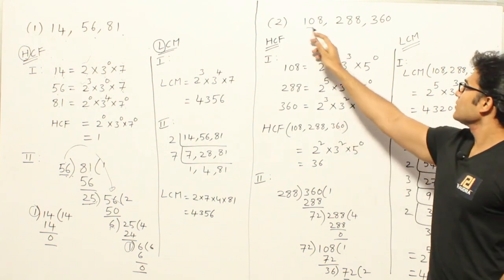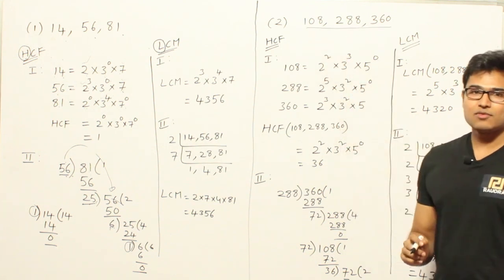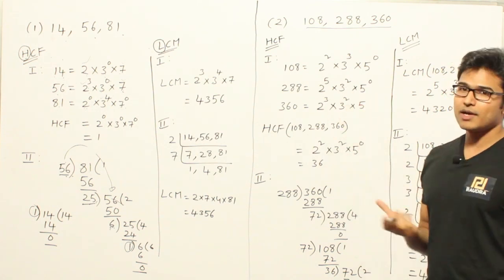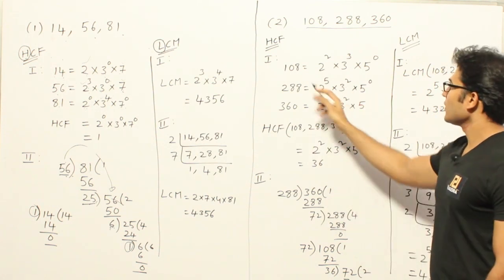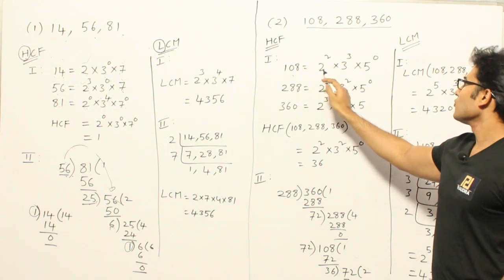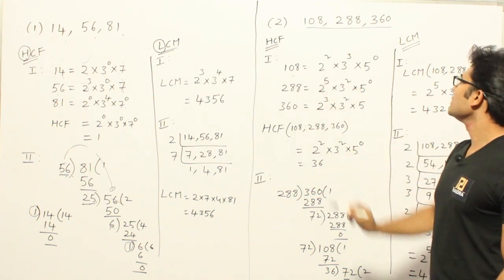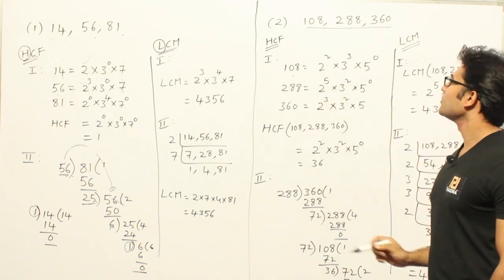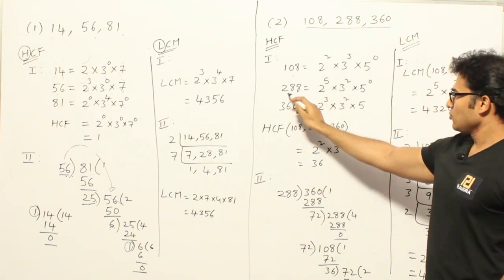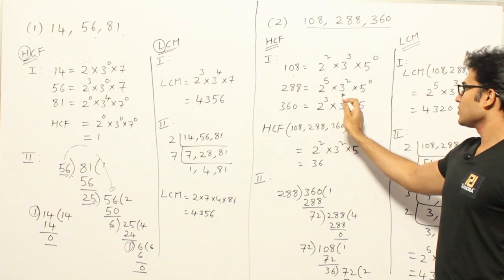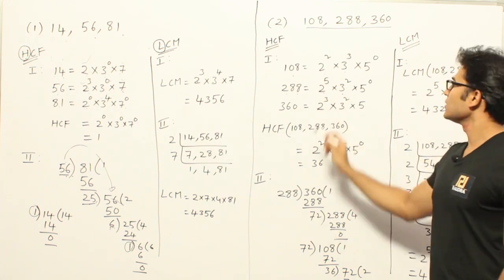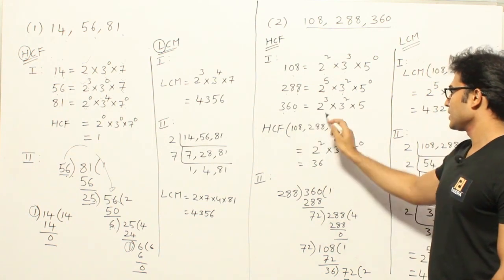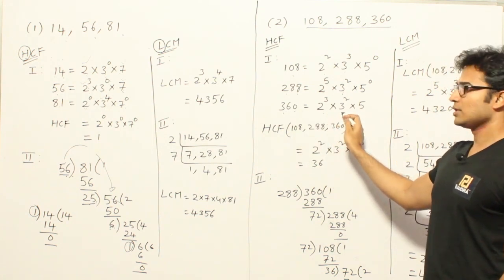So we have taken 3 numbers, and for these 3 numbers we have to find out HCF and LCM. So let's see the prime factorization method first. So 108 can be written as 4 into 27, right? So it is going to be 2 power 2 into 3 power 3, and 288 can be written as 2 power 5 into 3 power 2, right? So 32 into 9, and 360 can be written as 2 power 2 into 3 power 2 into 5.